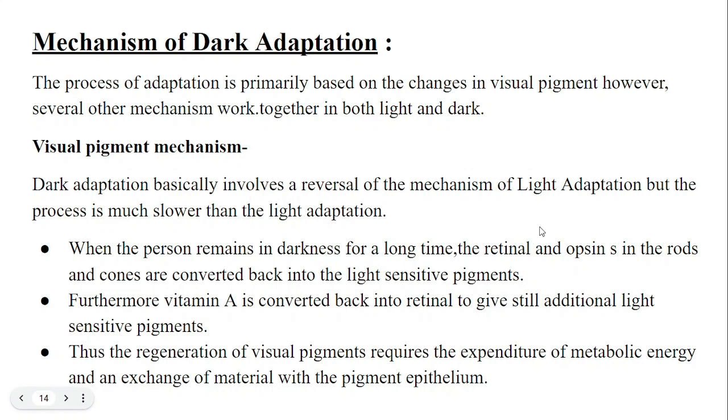During light adaptation, the pupil constricts to reduce the amount of light entering the eye and prevent overstimulation of the retina. The neural circuitry in the retina also adjusts to reduce its sensitivity to light. This allows the visual system to function optimally in bright light conditions.